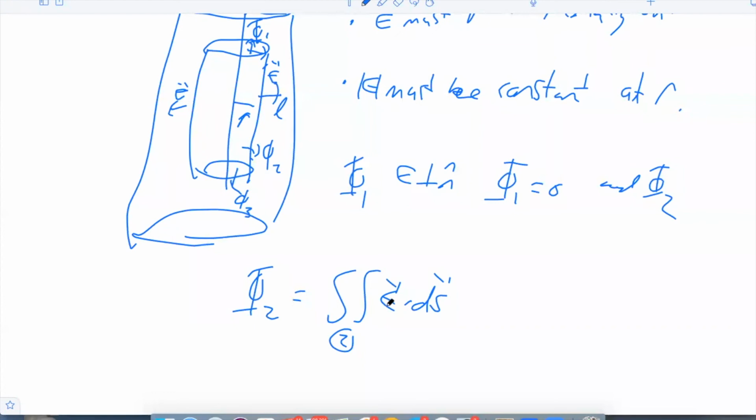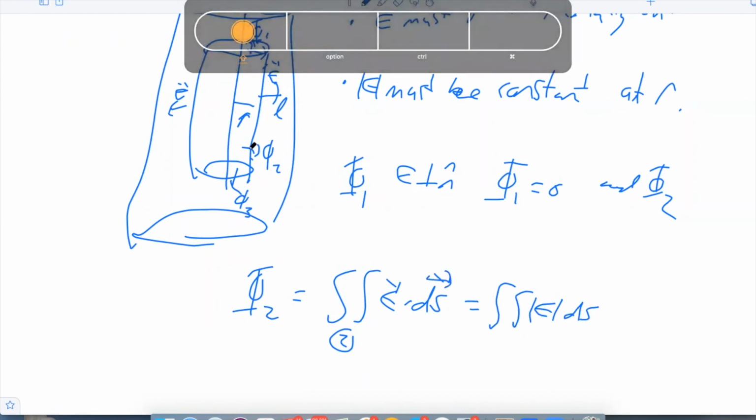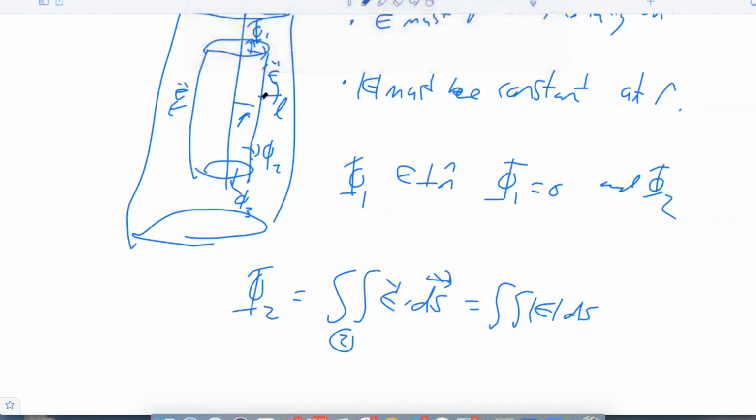Now we just said that these two are perpendicular there. So the dot product of perpendicular vectors is the product of the magnitudes. I can replace that dot product and get rid of all these little vector symbols. Just put a magnitude. We also said E must be constant along that surface. So I can pull that out.